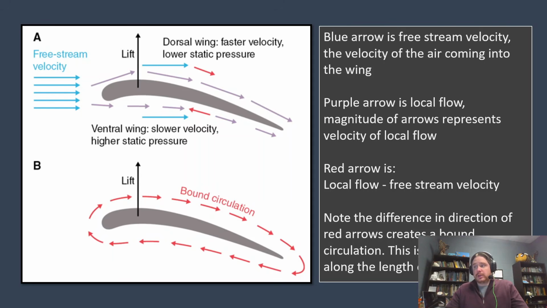What this creates is something called bound circulation. And you can think of this like a vortex of air constantly circling the wing. And that vortex of air is created by differences in pressure. And it is that pressure that creates lift. So that is how an airfoil creates lift.